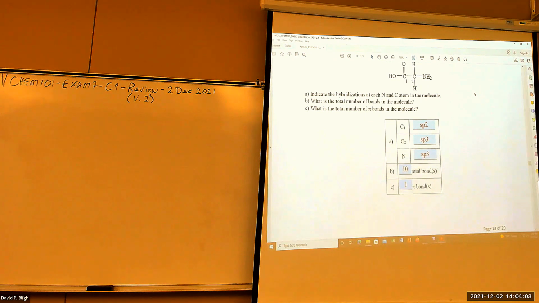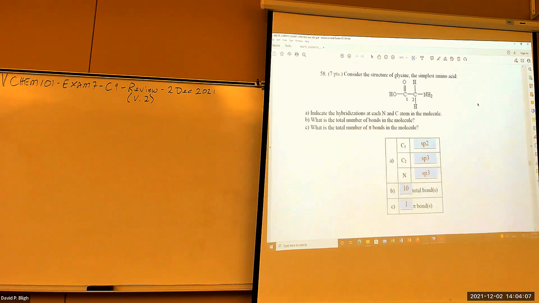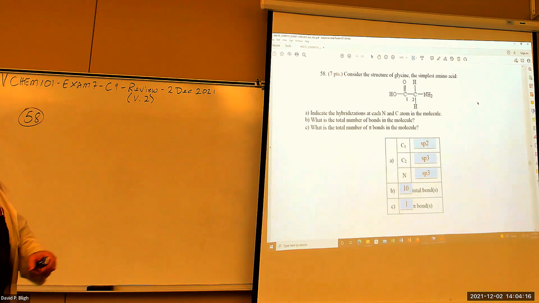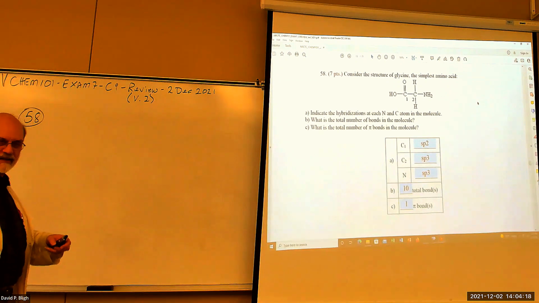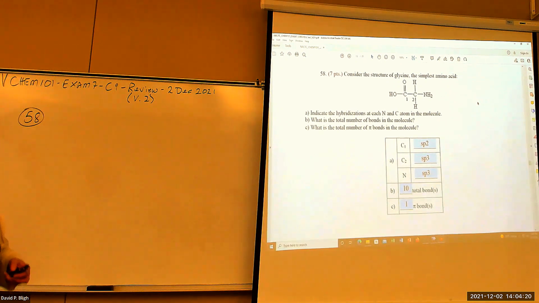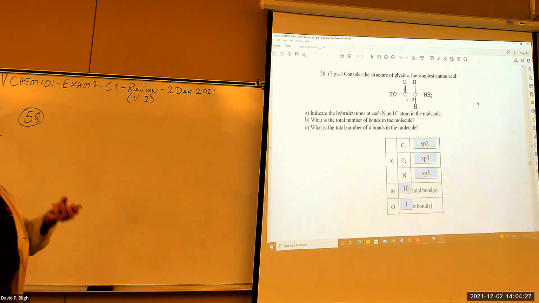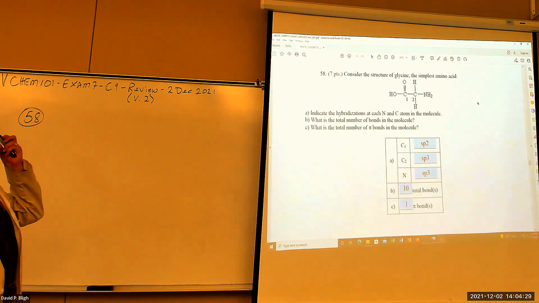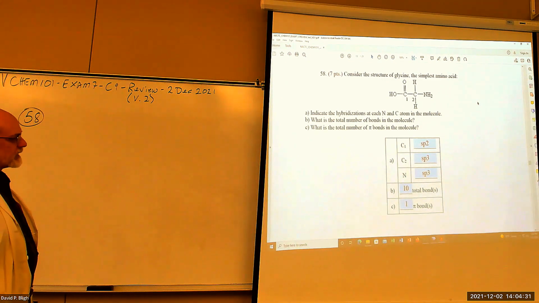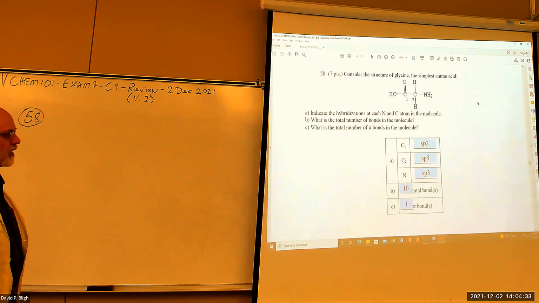Let's see. Too far. Consider the structure of glycine. Let's see, you had biology or anatomy and physiology, you know what glycine is. The simplest amino acid. The amino acids are the subunits, structural subunits of proteins. Okay, so indicate the hybridization of each nitrogen and carbon.